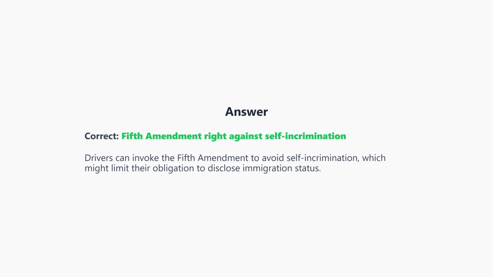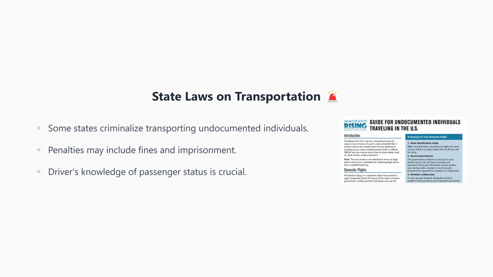The correct answer is the Fifth Amendment right against self-incrimination. This allows drivers to avoid revealing information that could implicate themselves or their passengers. Multiple states, especially in the southern U.S., have established laws that criminalize the transportation of undocumented individuals. Even if you don't cross state or international borders, you may face substantial fines and imprisonment depending on the state. A crucial factor is whether the driver had knowledge or reckless disregard of the passenger's immigration status.